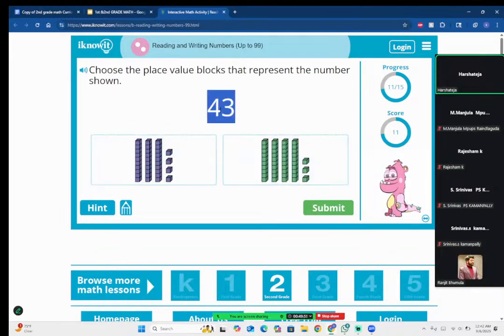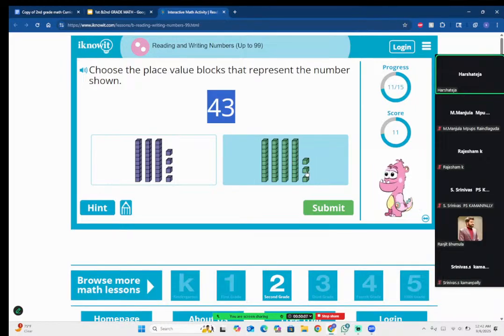Four stacks of 10, 3 stacks of 1. So 1, 2, 3. That means this is 30. If you go over here, 1, 2, 3, 4. So this is 40 plus 1, 2, 3, 43.